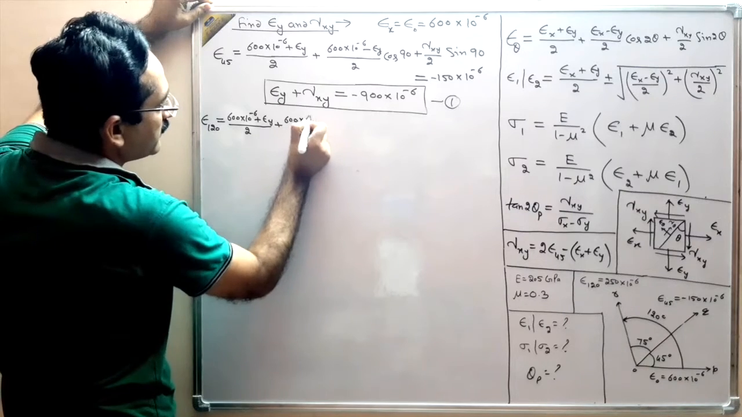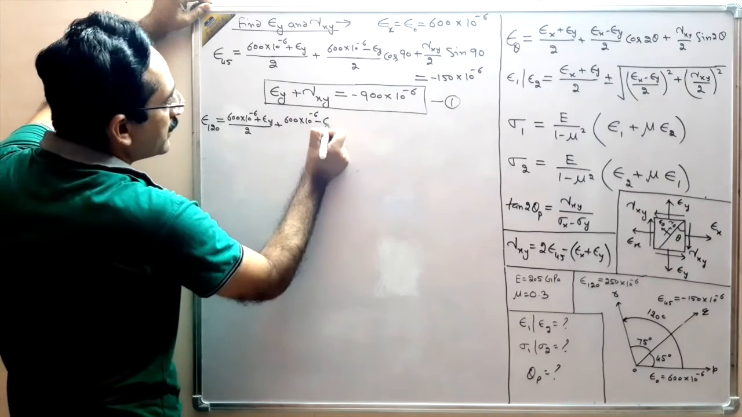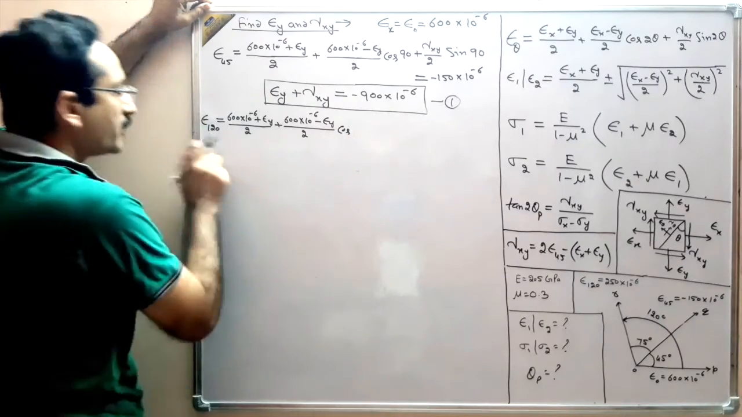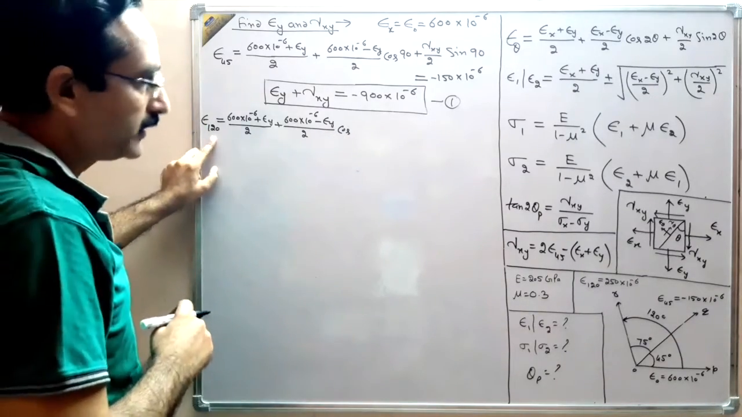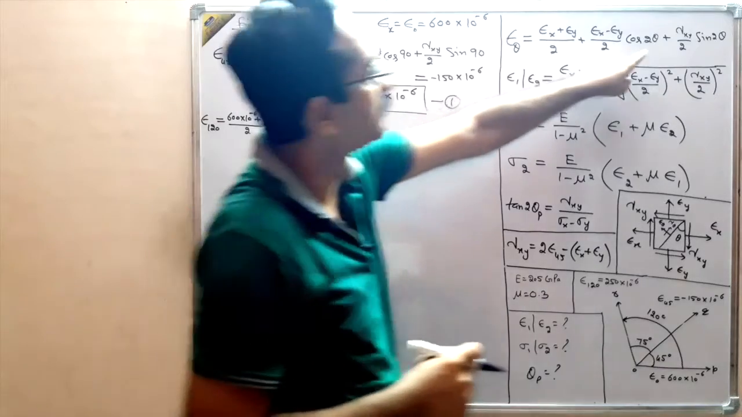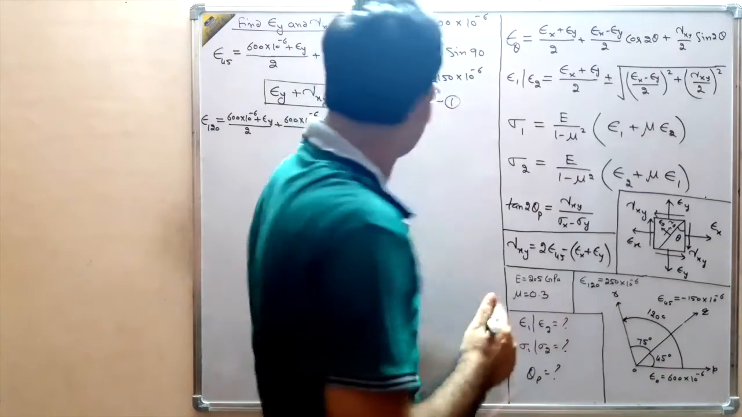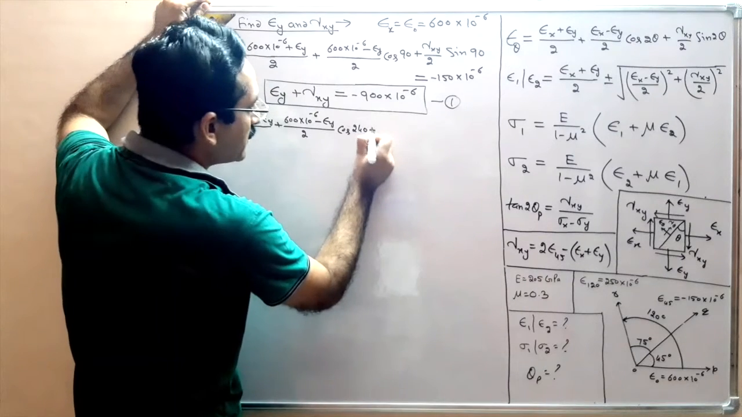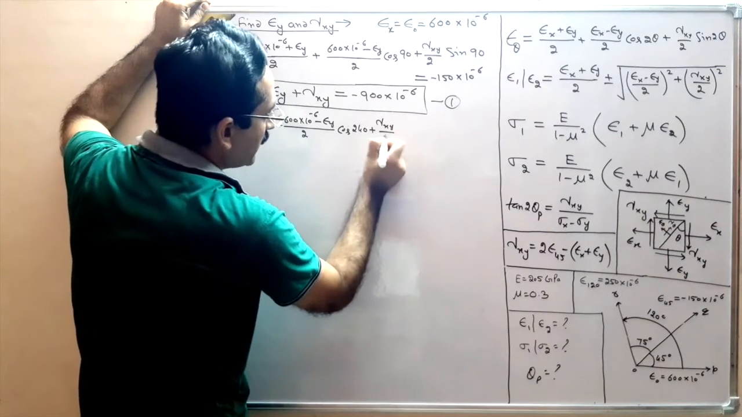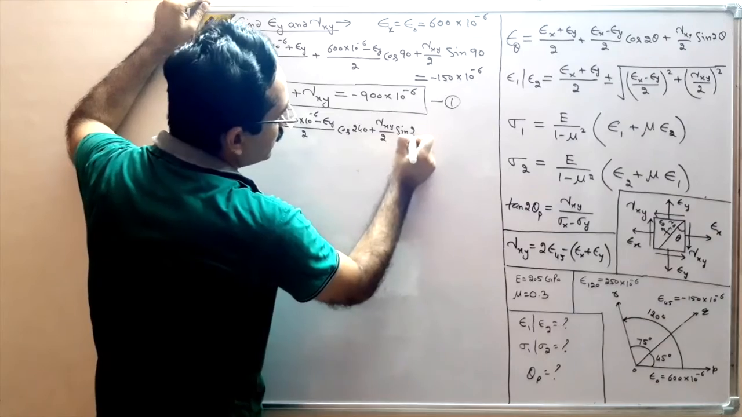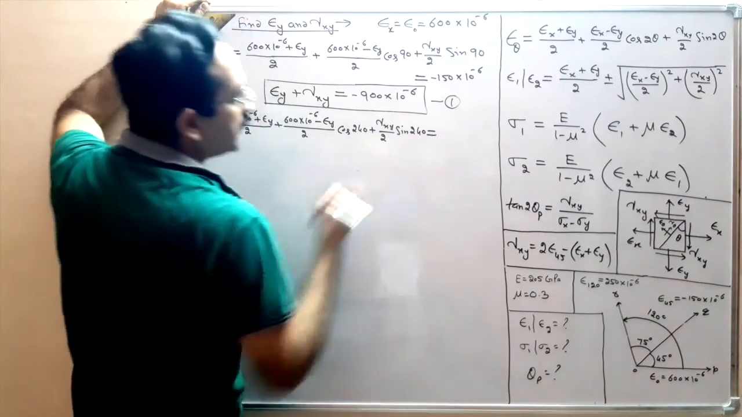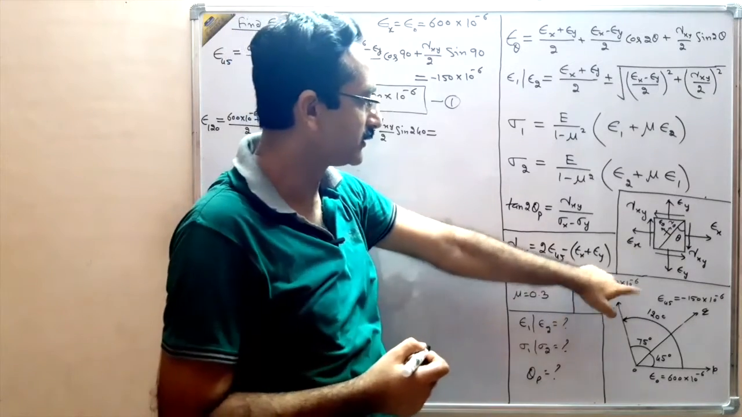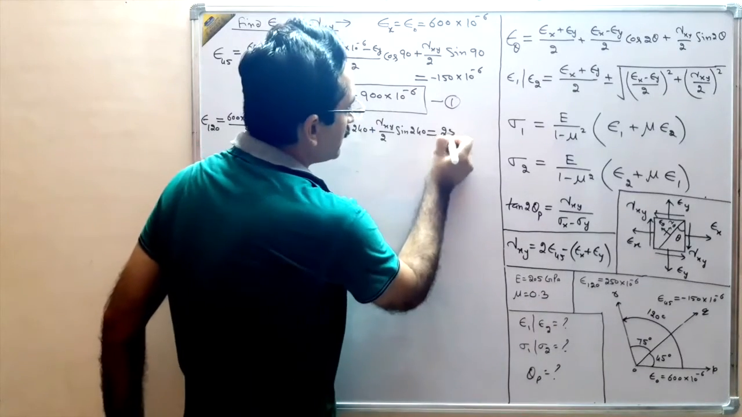into 10 to the power minus 6 minus epsilon y by 2 cos 2 theta. Here theta is 120, so 2 theta will become 240. So cos 240 plus gamma xy, which is unknown, divided by 2 sin 240, and that will be equal to the given value of epsilon 120, which is 250 multiplied by 10 to the power minus 6.